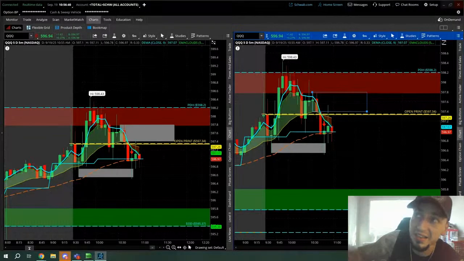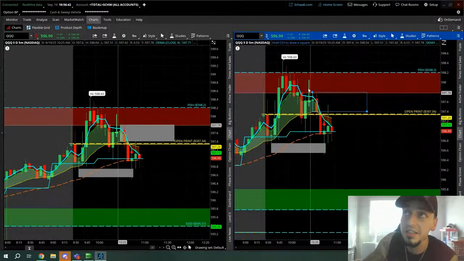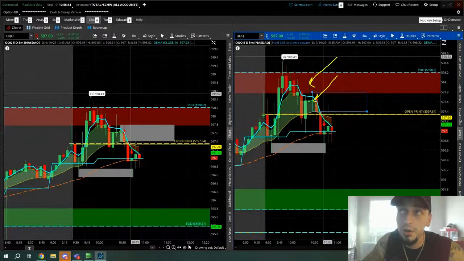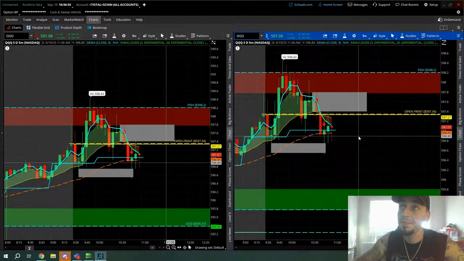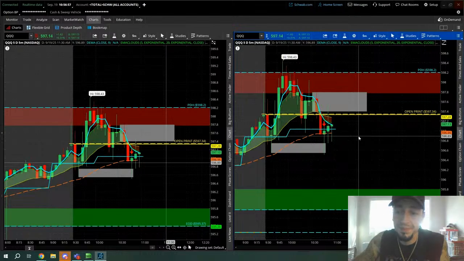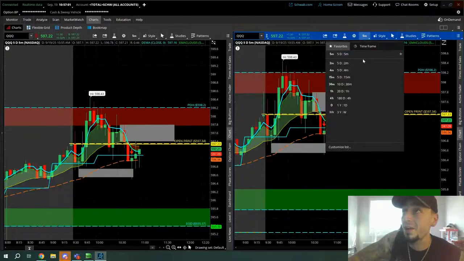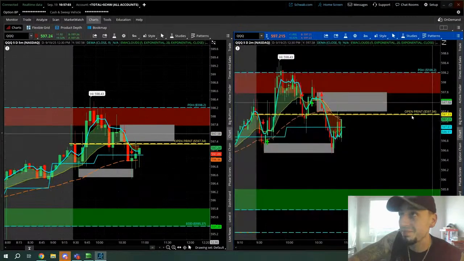Because what's the story telling us? The story's telling us that sellers showed up here, defended supply very well. Then we got another area of value. We rallied into it. Sellers respected that 20, hopped into it. 2-minute 20. I'm glad I got my ass out of that quick because that was garbage.